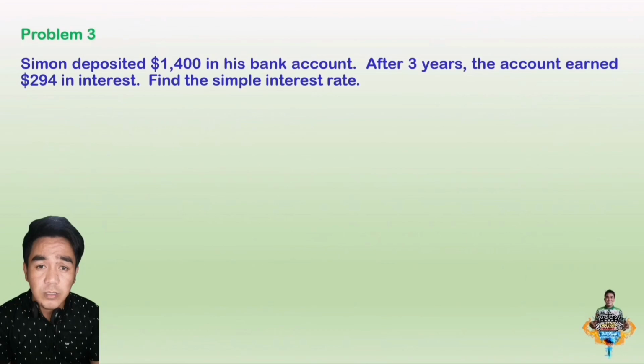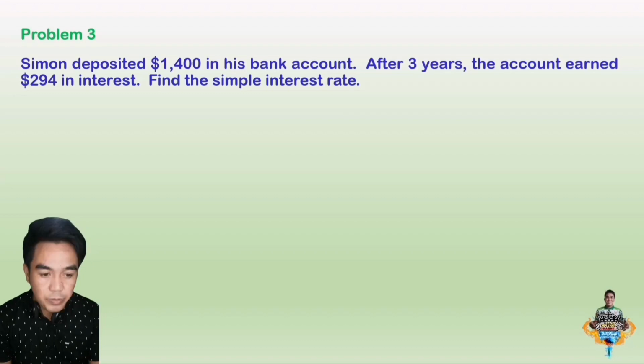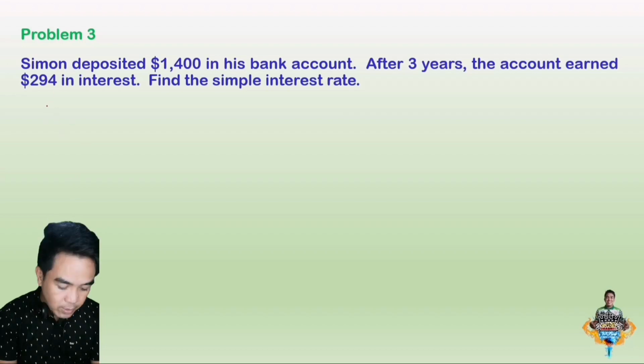Simon deposited $1,400 in his bank account. After 3 years, the account earned $294 in interest. Find the simple interest rate. So in solving that, again, let us determine the given.